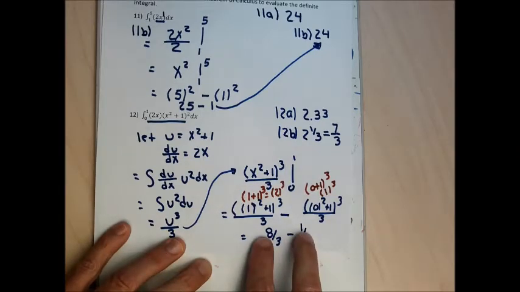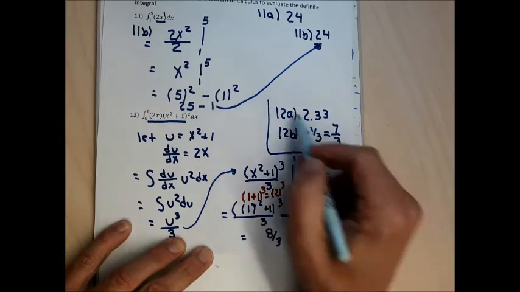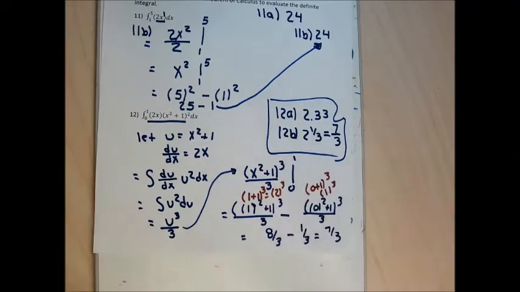And now I'm going to do 8 thirds minus 1/3, and 8 thirds minus 1/3 is going to be 7 thirds. So even though I knew the answer ahead of time, I needed to show the work to get that answer.